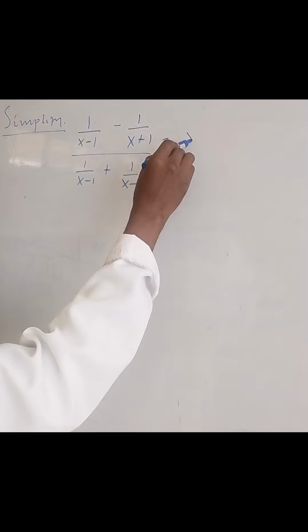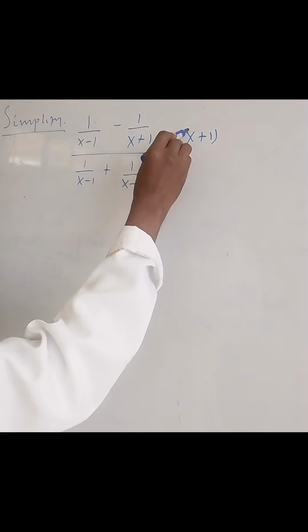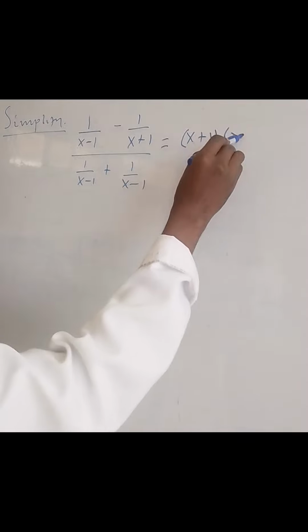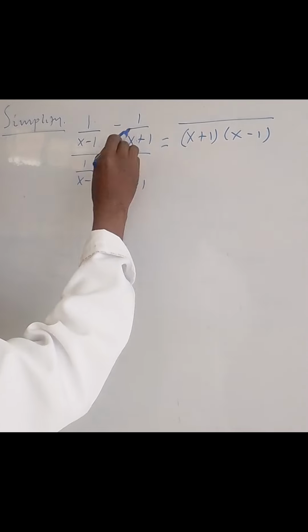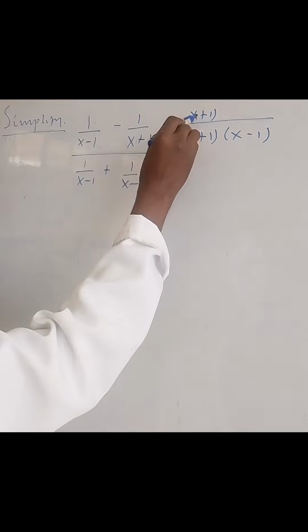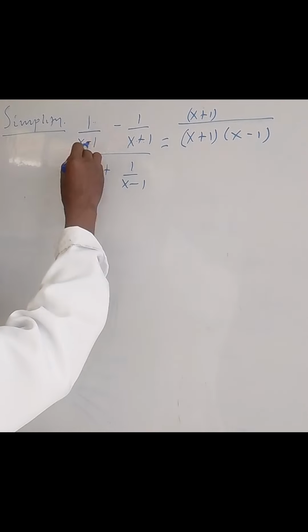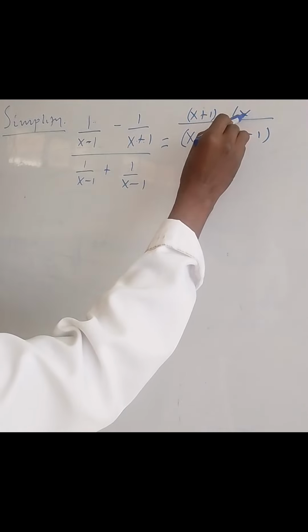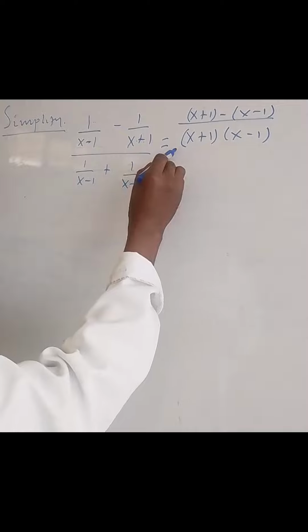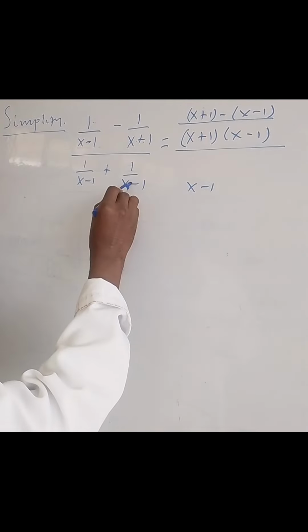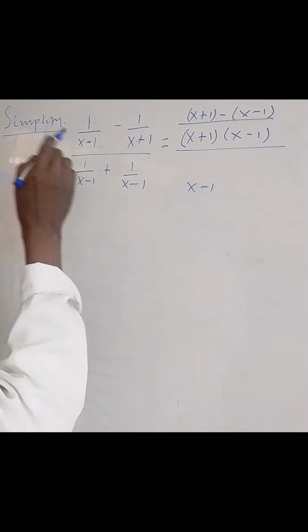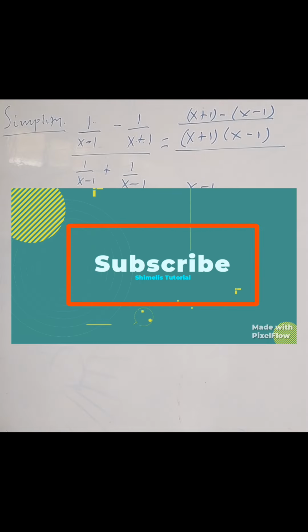The rational expression is given in the form of 1 over x minus 1 minus 1 over x plus 1. So, taking the cross product, x plus 1 times 1 is x plus 1, and x minus 1 times minus 1 is minus into x minus 1, and the denominators are multiplied. Now x minus 1 into x plus 1 is the LCM.